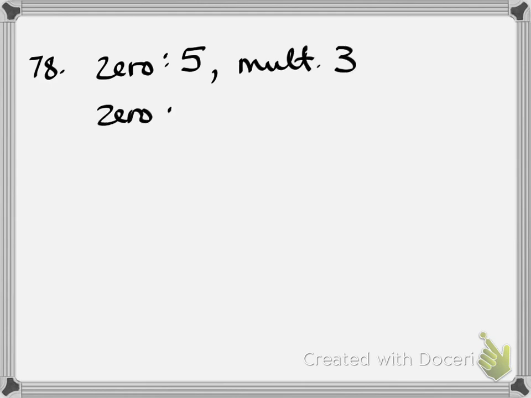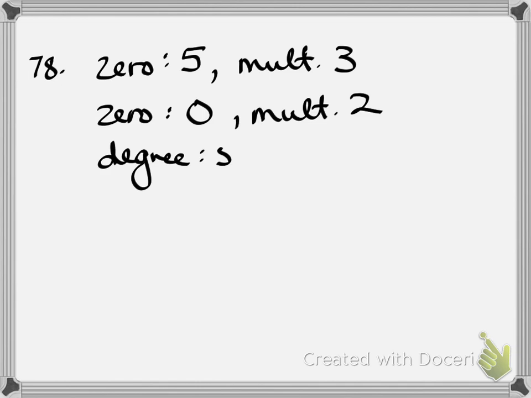Number 78. You have a 0 of 5 with a multiplicity of 3, and you have a 0 of 0 with a multiplicity of 2. Write the polynomial function that has the zeros and multiplicity, and it's a degree of 5. So, this top one, if you have a 0 of 5, that means x equals 5. So that factor is x minus 5, but it has a multiplicity of 3. That's all you do, make it the power.